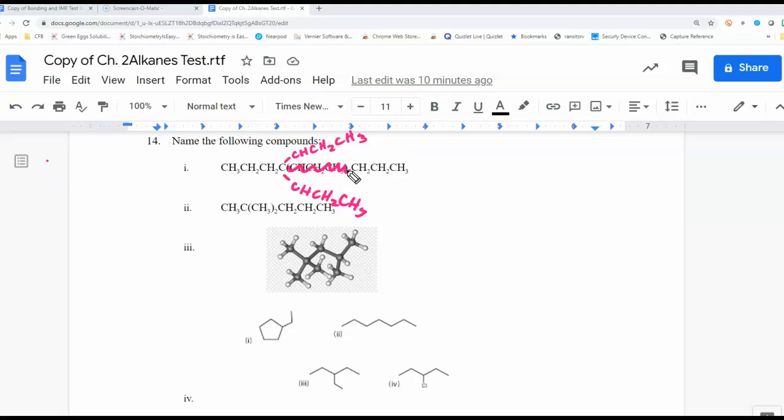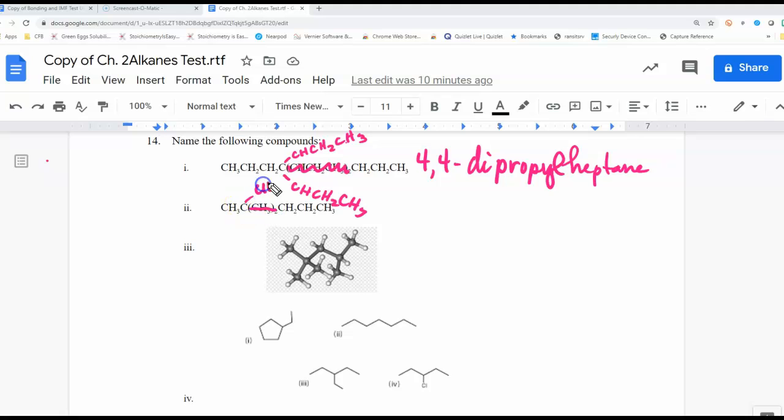And it turns out that it doesn't matter which way I go. I'm going to end up with the same number of carbons, whether I have 1, 2, 3, 4, 5, 6, 7, or 1, 2, 3, 4, 5, 6, 7, or 1, 2, 3, 4, 5, 6, 7. So it's all going to be heptane, and then I just have to figure out what is attached to the heptane. At carbon number 4, I have 2 propyl groups, so 4,4-dipropylheptane.